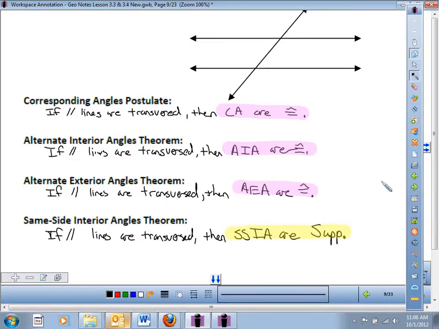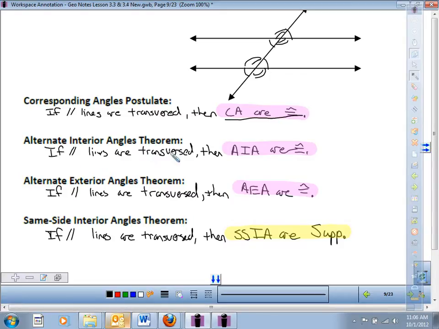All right, now here are the theorems for this section. We have the corresponding angles postulate. It simply states that if parallel lines are cut by a transversal, then corresponding angles are congruent, and they are. That's the way it's got to be. So these two guys are congruent, these two guys are congruent, and then those are vertical angles, those corresponding, and those are. Okay. All right. So alternate interior angles.